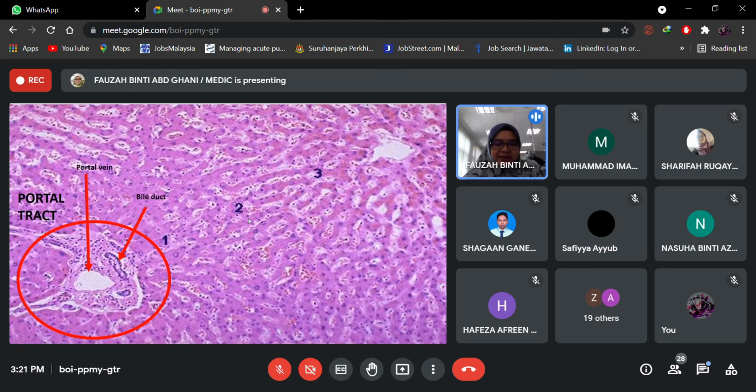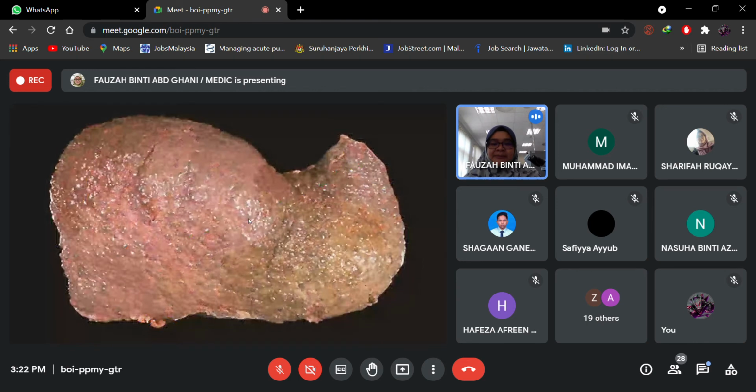As mentioned, this is the portal tract, and it consists of the portal vein, the bile duct, and the hepatic artery. On the other end is the central vein. The blood will move from the portal tract and drain itself into the central vein, in between the sinusoids, in between the liver cell plates. So this is the case that we have.